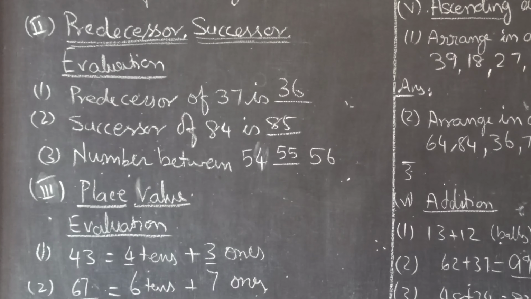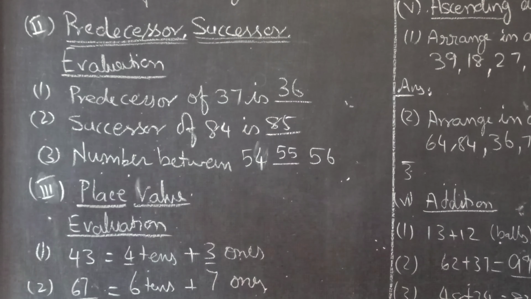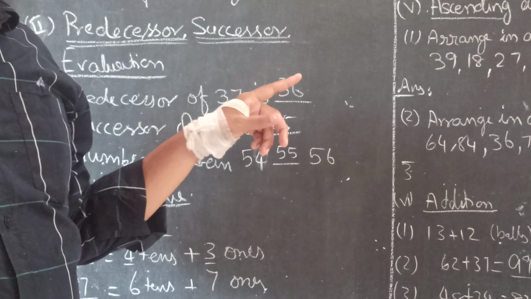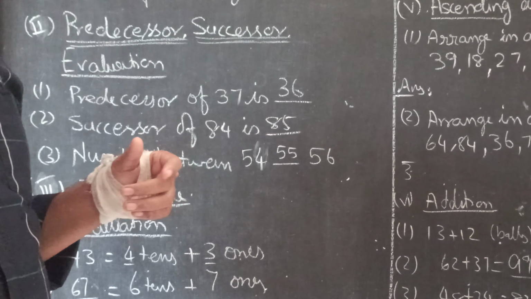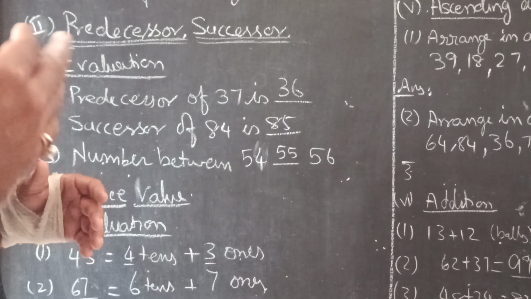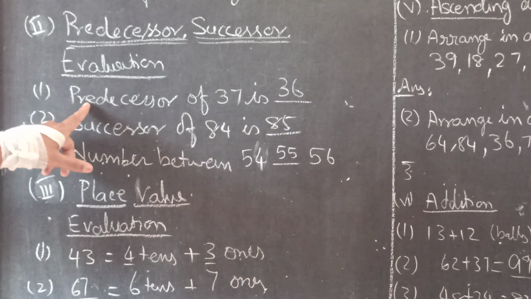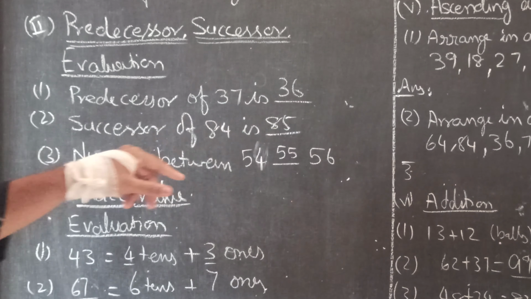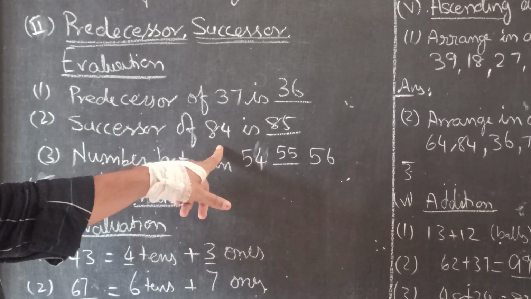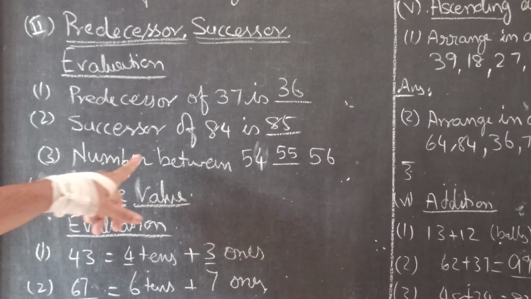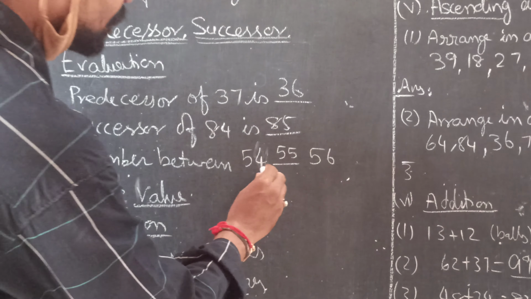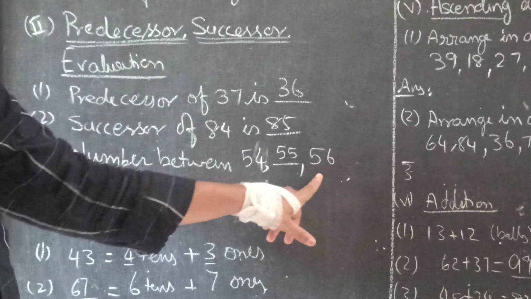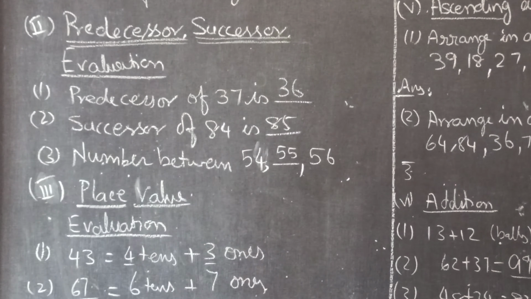The second part is predecessor and successor. As you know, predecessor means the number before and successor means the number after. So predecessor of 37 is 36. Successor of 84 is 85. The number between 54 and 56 is 55.